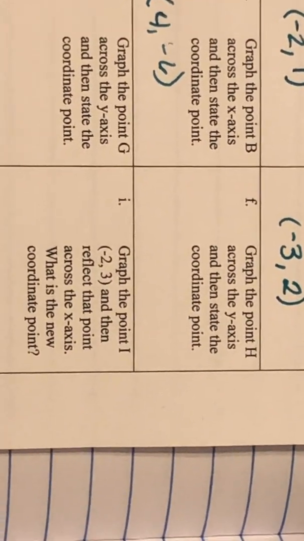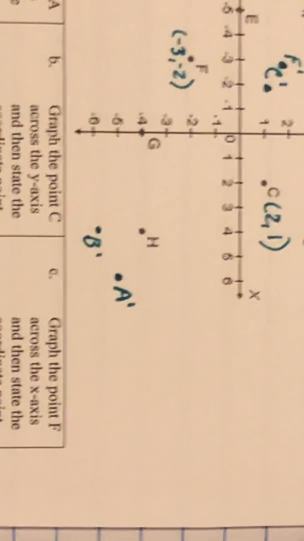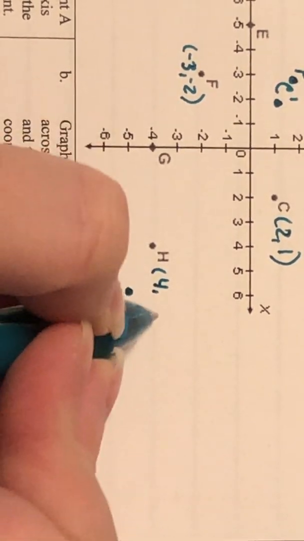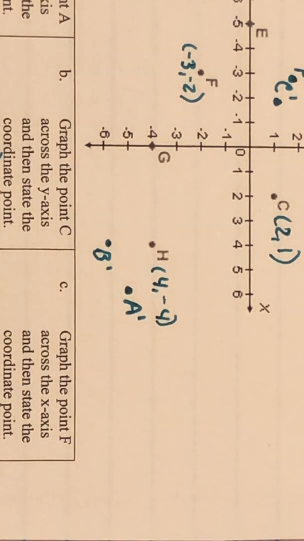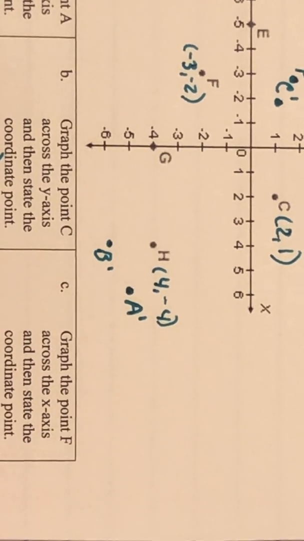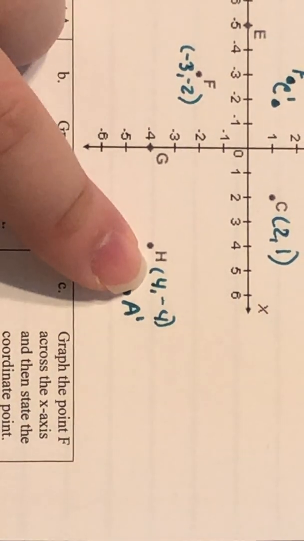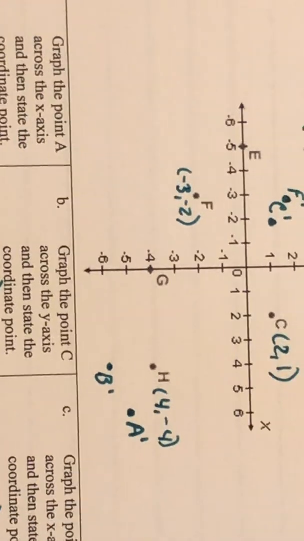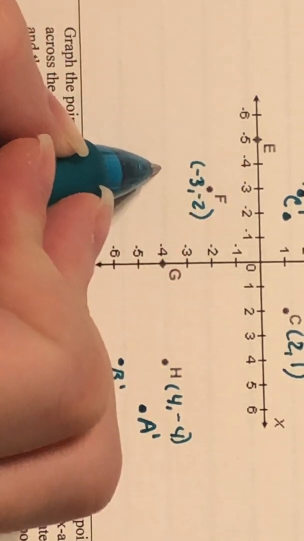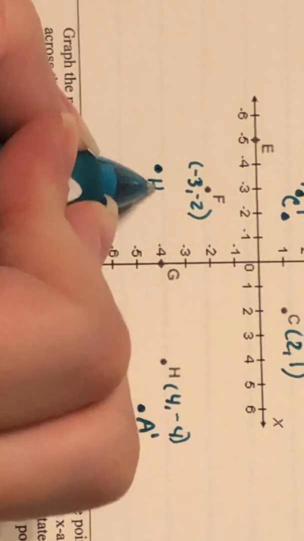F, graph the point H across the y-axis, then state the coordinate point. So here's H, which is (4, -4). I'm going across the y-axis, so my y stays the same, my x changes. So that's -4. So opposite of 4 is -4. (-4, -4). So (-4, -4) is right there. That's H prime. And again, that's my coordinate point.